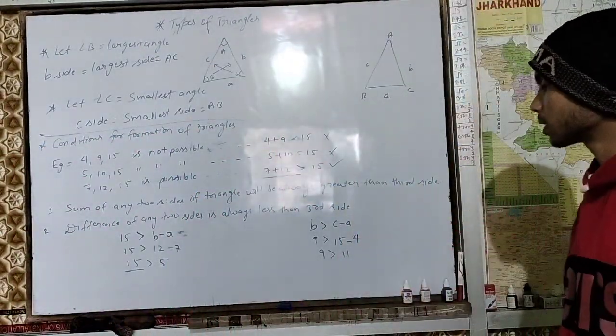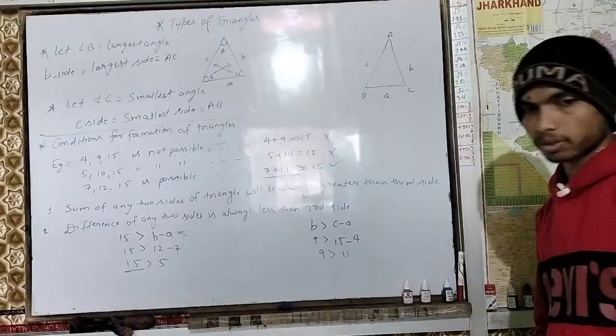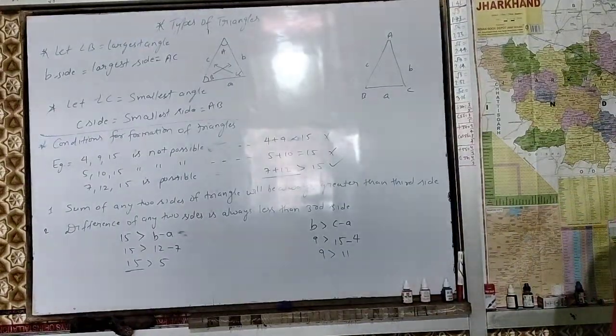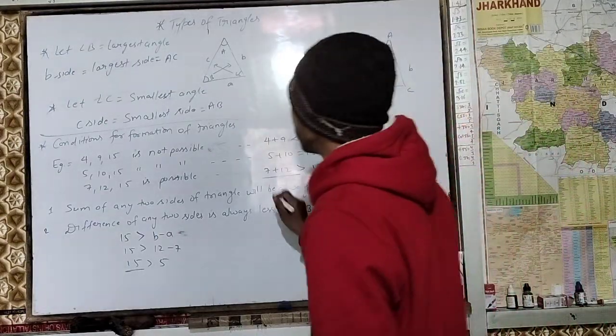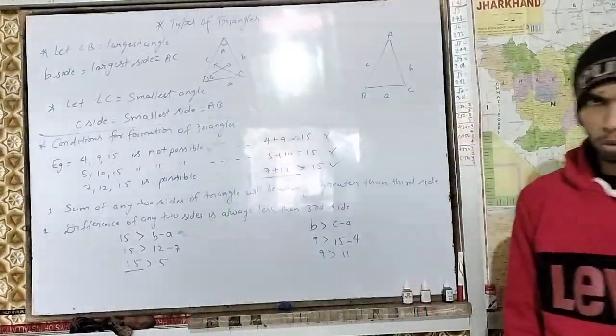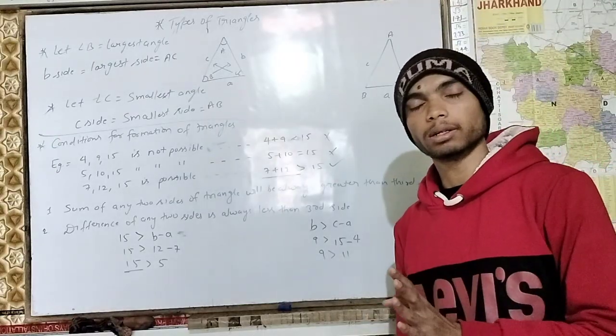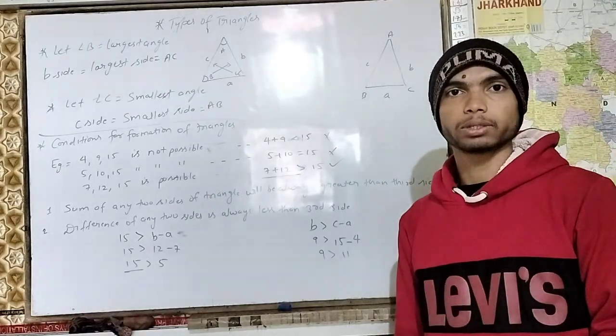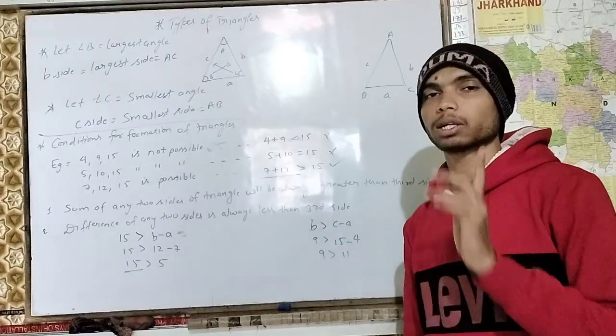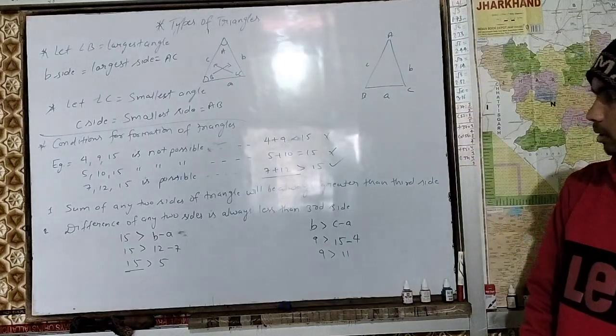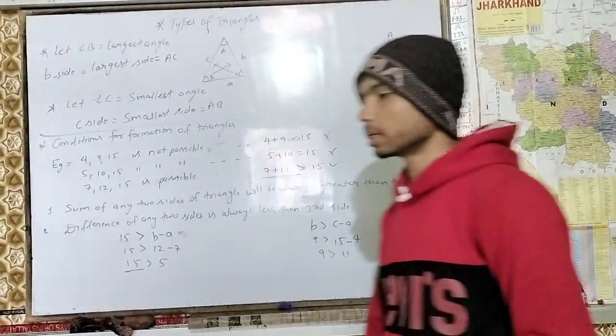There are only two conditions. One is if you are adding two angles, then the third angle should be less. If you are subtracting two angles, then the third angle should be greater. That's it. Third angle should be greater.